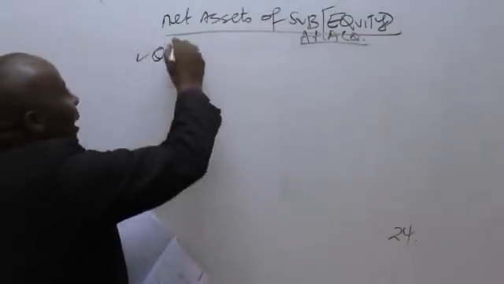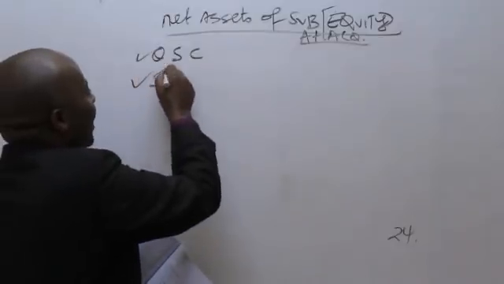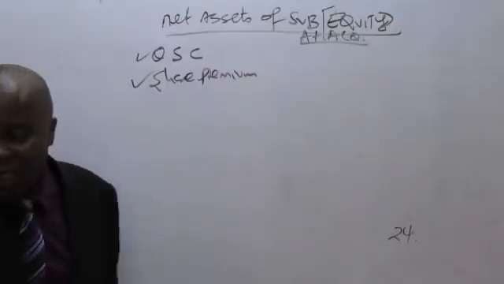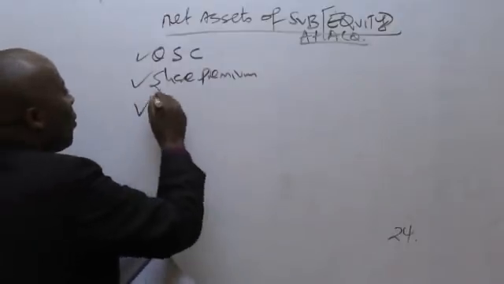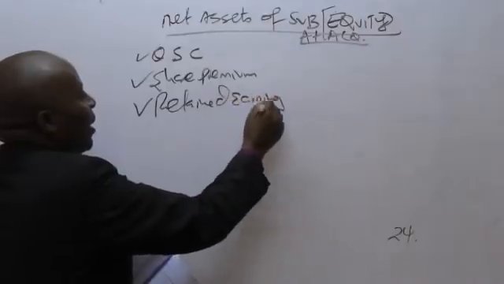So there is ordinary share capital. What else do we know, there is share premium. Thank you very much. I can even write all of them. Share premium. What else do we know is part of equity, there is retained earnings. Retained earnings, you guys are bright. Retained earnings. What else, somebody?